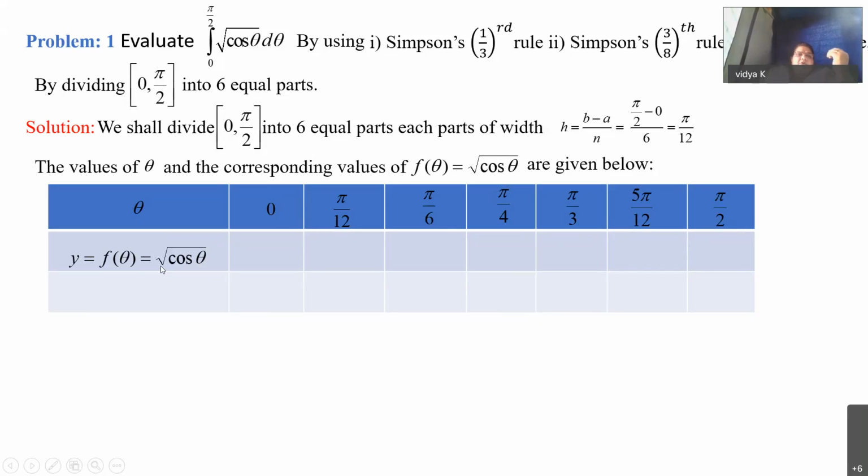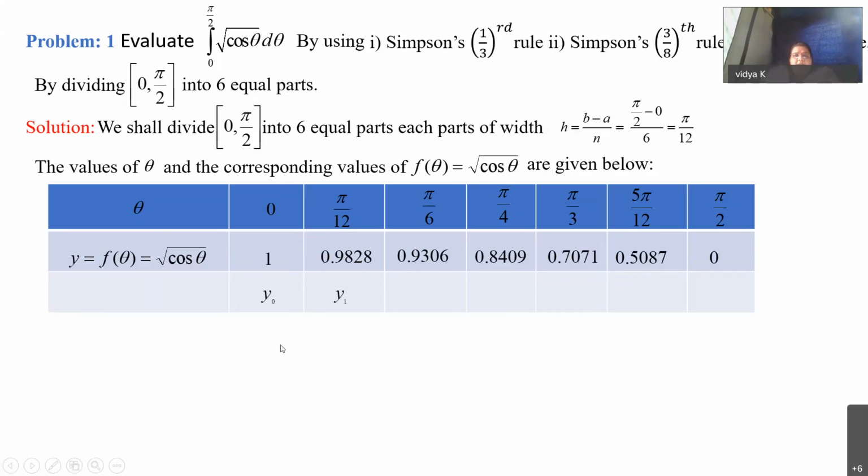Then root of cos theta. What is root of cos 0? Cos 0 is 1, root of 1 is 1. What is root of cos pi by 12? Keep the mode of the calculator in radian and check, you get 0.9828. And what is root of cos pi by 6? Like that, from the calculator you check and give the notation here. This is very important. Otherwise, in a hurry you will substitute wrong values.